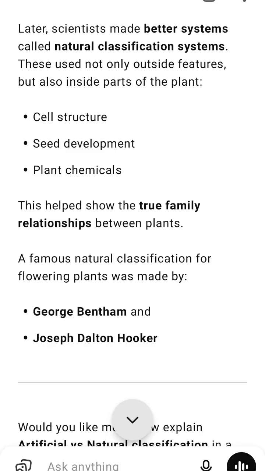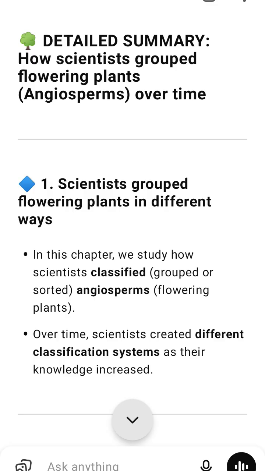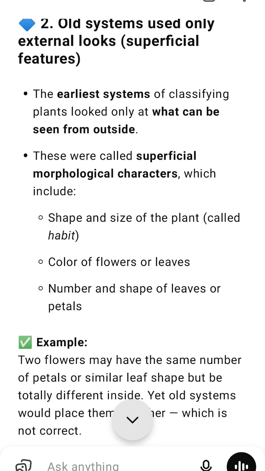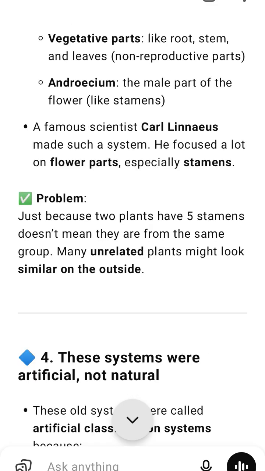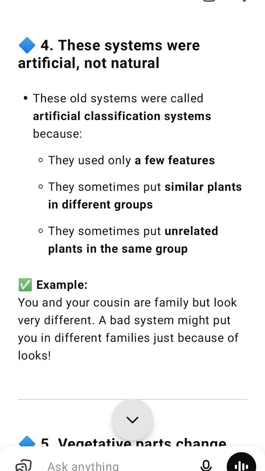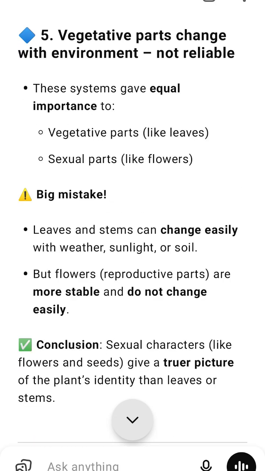7. Bentham and Hooker created a famous natural system. Two scientists, George Bentham and Joseph Dalton Hooker, created one of the most important natural systems for classifying flowering plants. Their system was based on many characters, both external and internal, published in a big work called Genera Plantarum, widely used in countries like India, a foundation for modern plant classification. Their system helped scientists understand plants better and know true plant evolution.